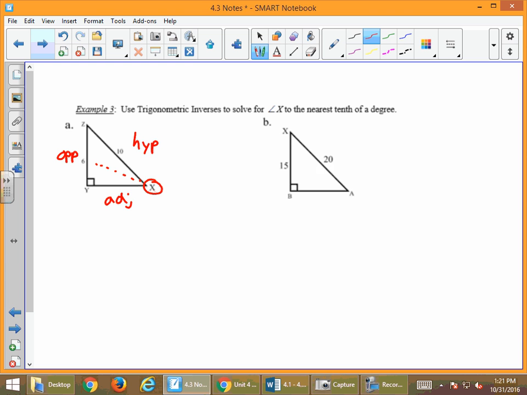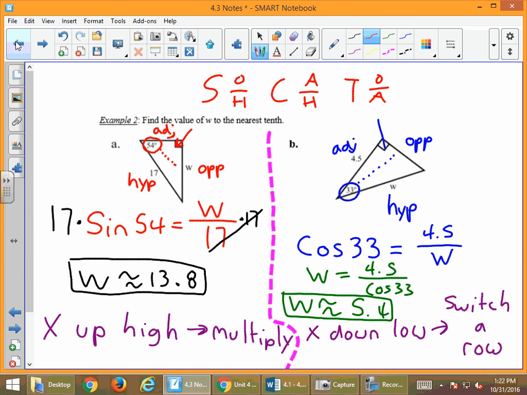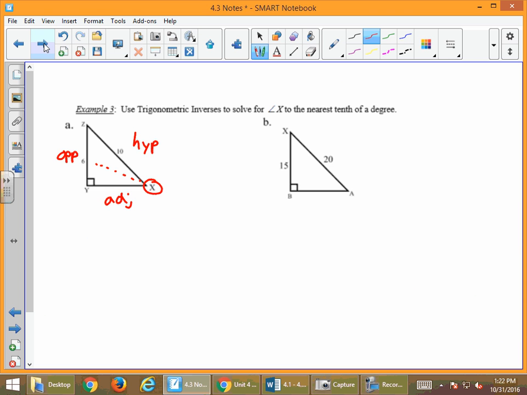So what 2 pieces do we have? Gary, what 2 pieces do we have? OPP and HYP, exactly right. I got those 2. So which one deals with OPP and HYP? Look back here at the top of your page. Which one deals with O and H? The sine. So I'm going to do the same process. I'm going to say sine of my angle this time. What's my angle? X.